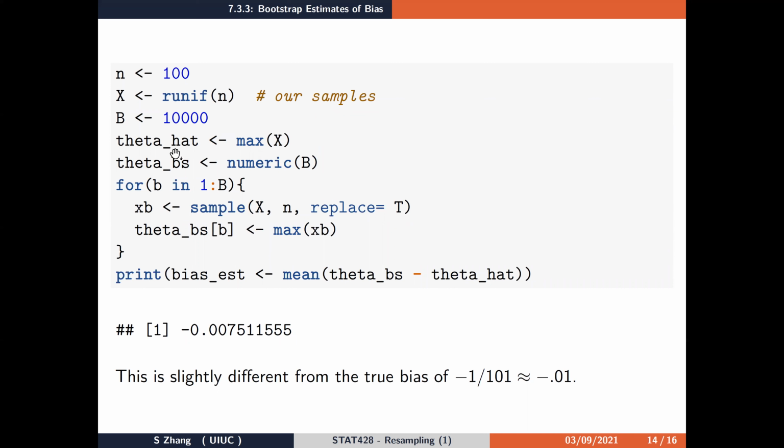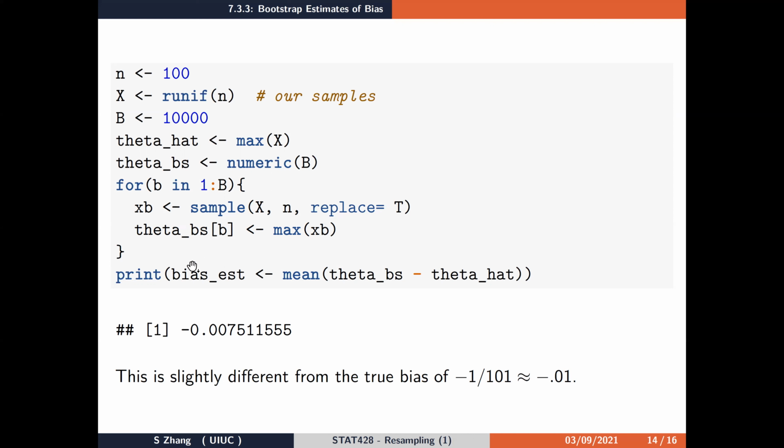But before that, let's calculate theta hat. That's the MLE evaluated at the original sample x, and that's the maximum of x. Let's now create a vector theta_b's, which are used to store the theta hat b's, in other words, the estimator evaluated at each of the Bootstrap samples. For each b between 1 and large B, we will first do the resampling from x. We draw a sample with replacement from x of size n, and then we calculate theta hat with this Bootstrap sample, so the maximum of xb.